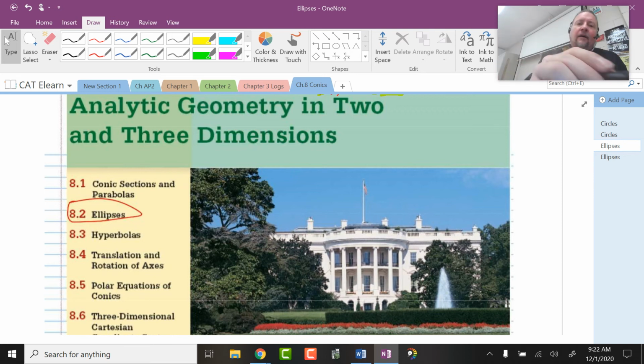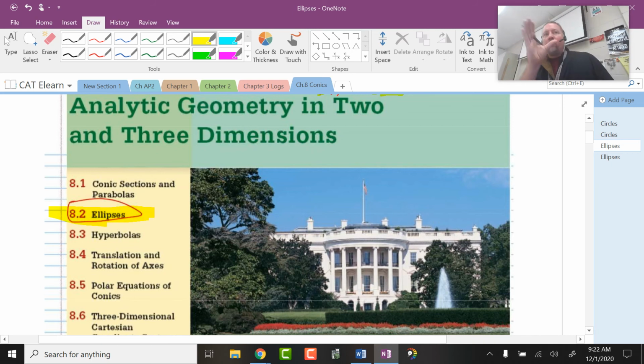So this is why we're doing ellipses first, even though it's section A2 in the book. They're almost like circles. The equation is almost spot on. But there's just one minor difference. And then there's a couple other things that you have to be aware of.